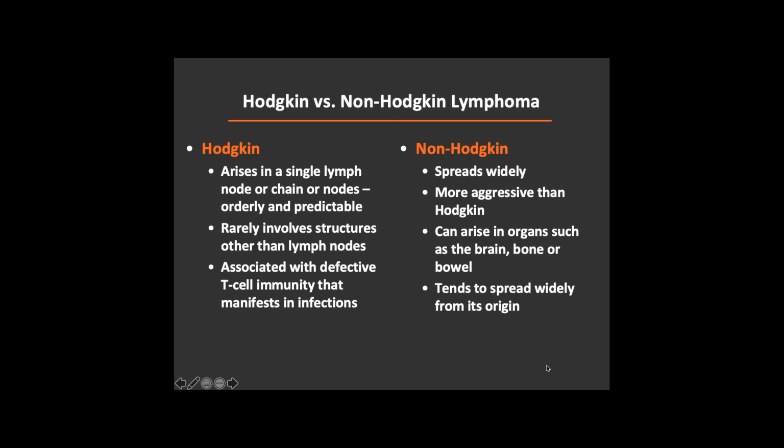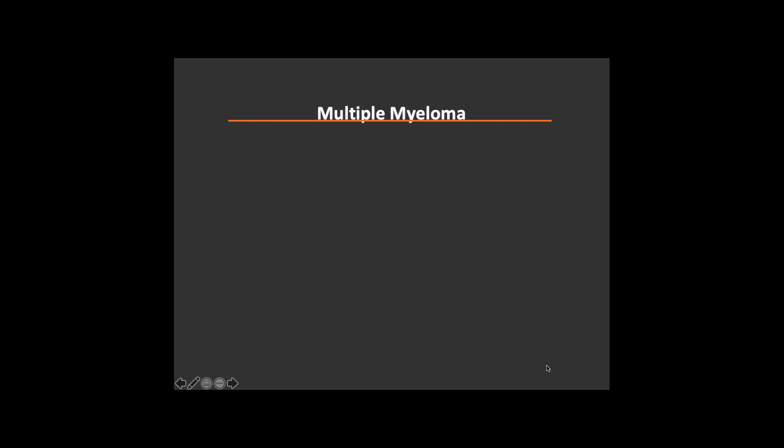Non-Hodgkin's is able to spread widely. It's much more aggressive than Hodgkin's lymphoma. It can arise in organs and spread to other organs, and the brain, bones, and bowel can be involved, and it tends to spread widely from its origin. It is potentially much more lethal.